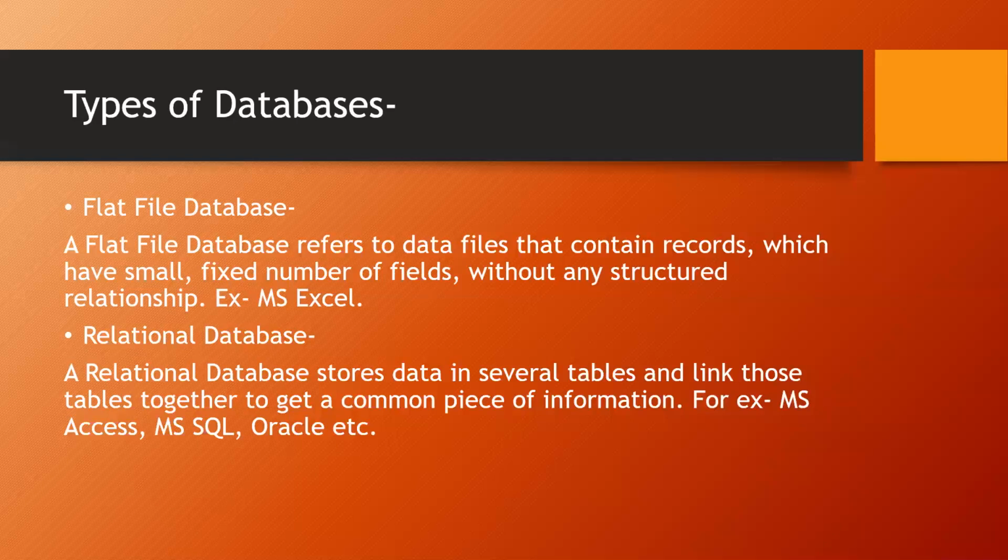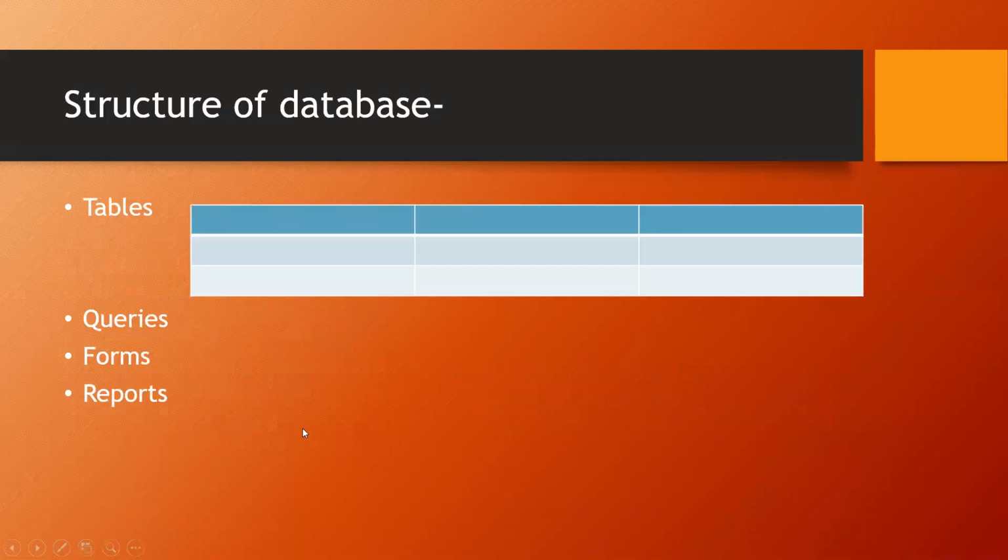It's just that it is an example of your relational database. Now, let us move to the next slide, which is the structure of a database. So that means whenever you are creating a database, there will be four main objects of that database. Either you can take it as the structure of a database or as the objects of a database.